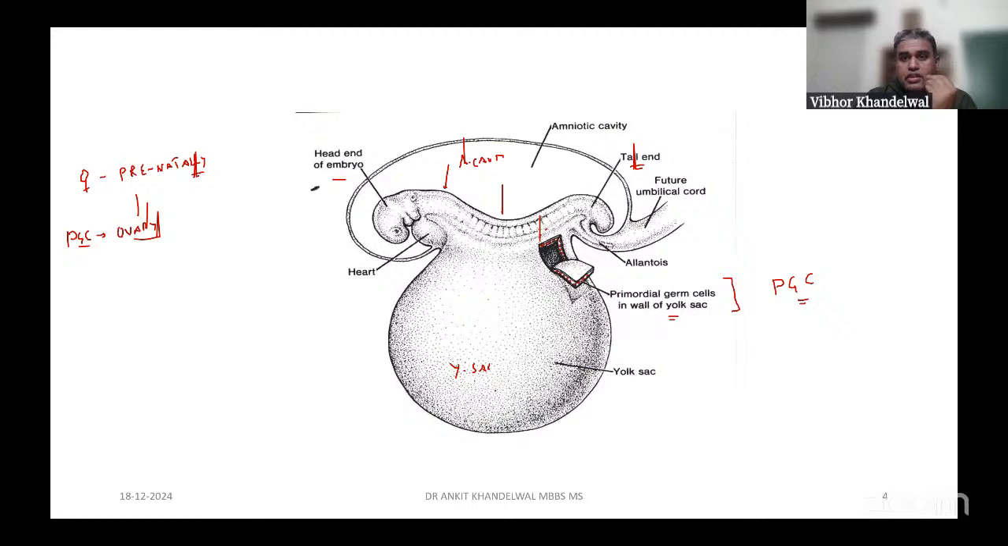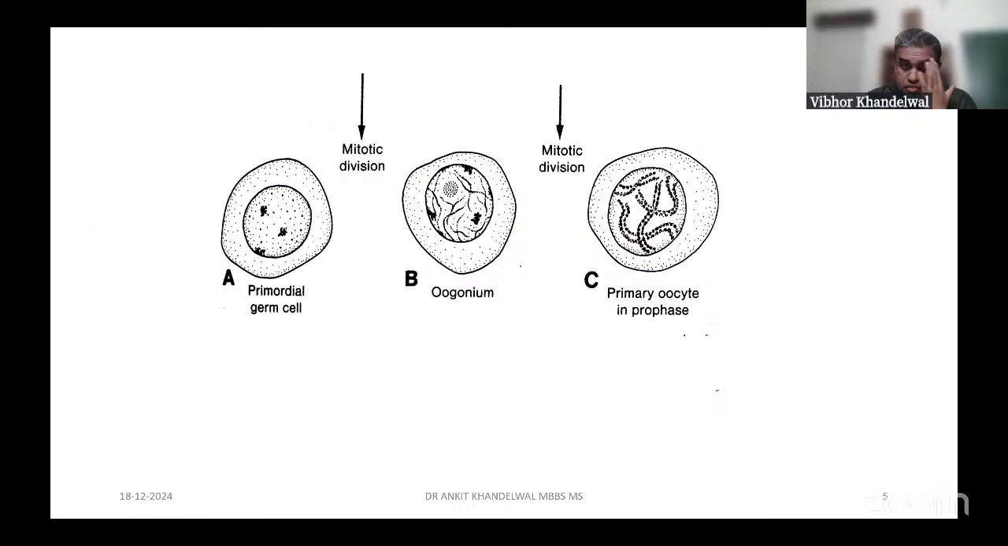This we have already seen: the primordial germ cells reach the developing gonad. In males, they remain dormant over here. Now, as you can see, the mitotic division. When the PGCs turn into the oogonia, and when the oogonia turn into primary oocyte, it's basically a mitosis. But after that, because it's gametogenesis, there is meiosis.